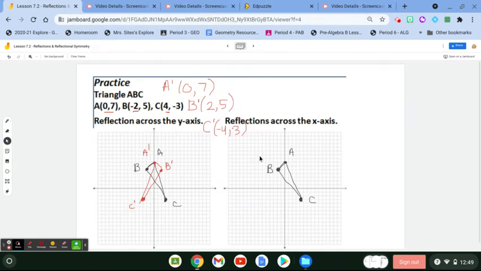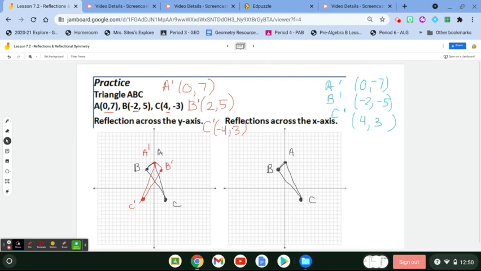Okay, let's do that now for the x-axis. Remember, the trick for the x-axis is you keep the x values the same, but you do the opposite of the y values. And this is again on the original points. So 0, 7 would not be the same. It would stay 0, but 7 would turn into -7. Then -2, 5 would turn into -2, -5, and then 4, -3 would turn into 4, +3.